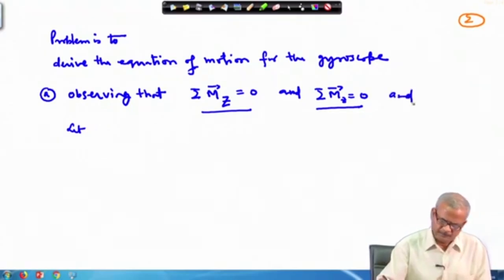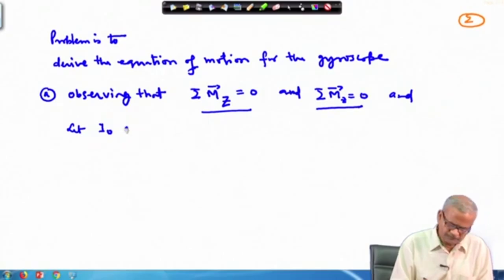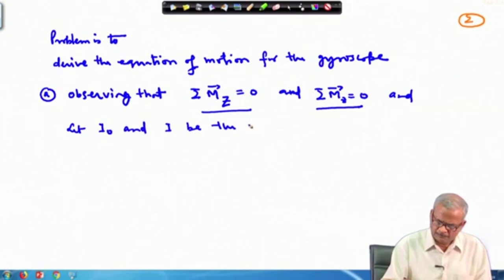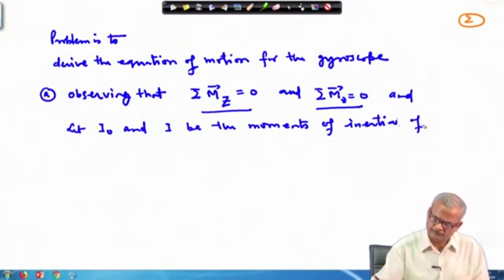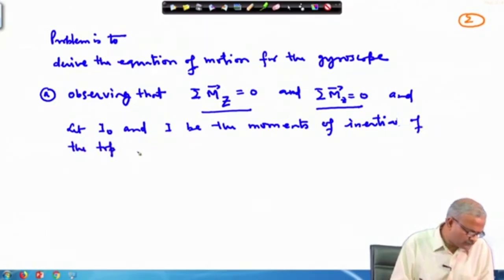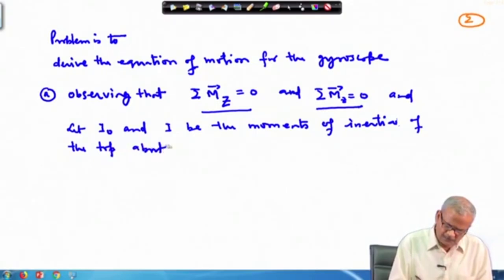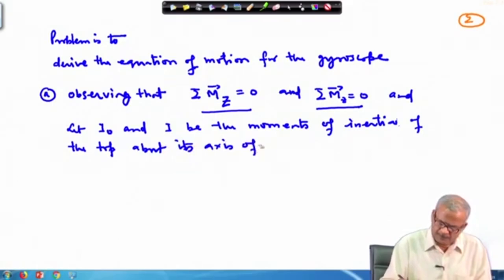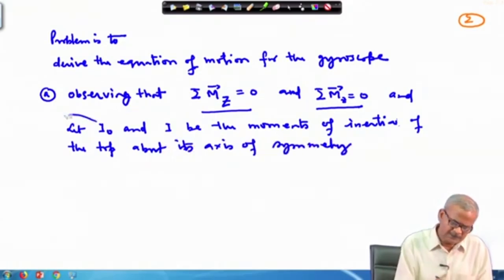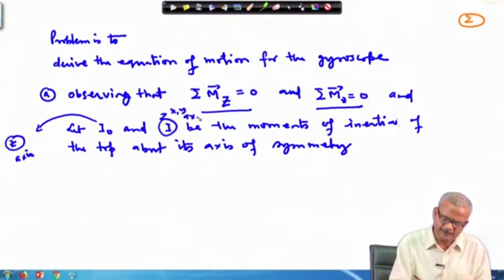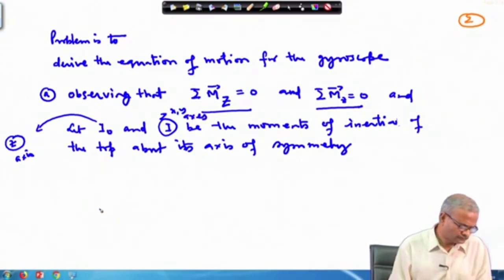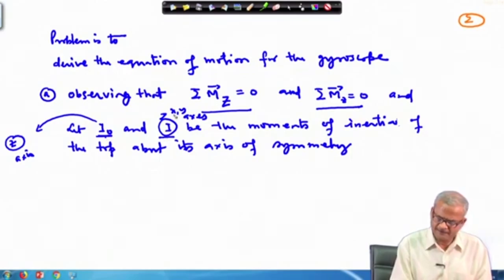Let these be the moments of inertia of the top about its axis of symmetry. This is associated with the small z axis, and these are associated with the x and y axes. If this is along z, then these are along the respective transverse axes, which are x and y.